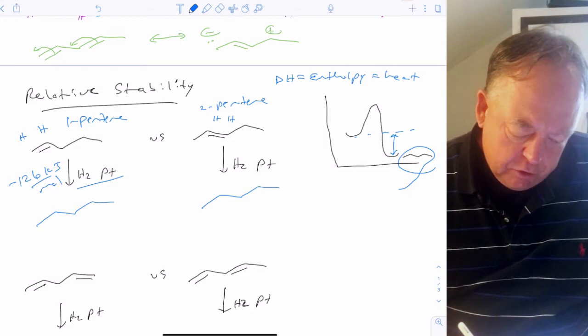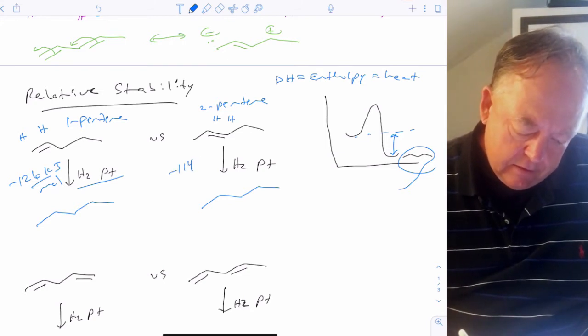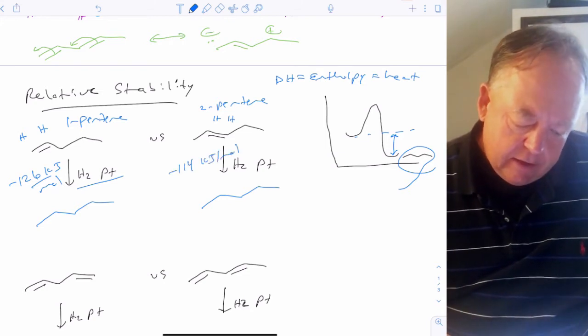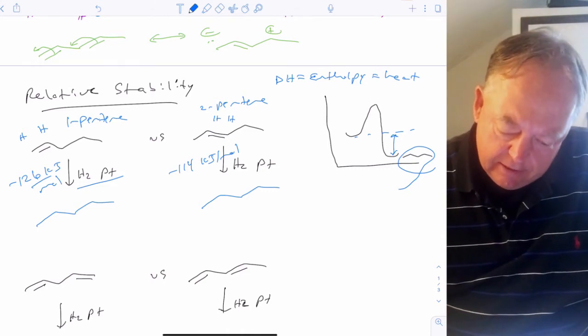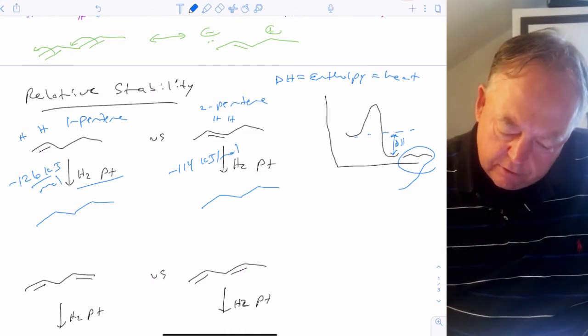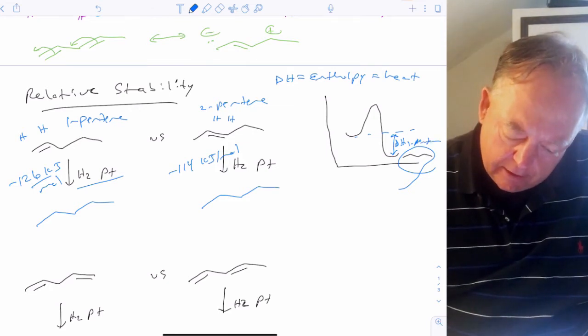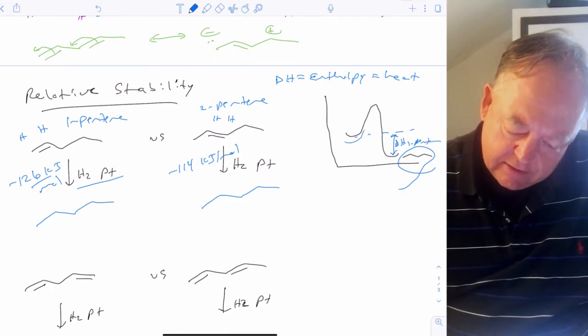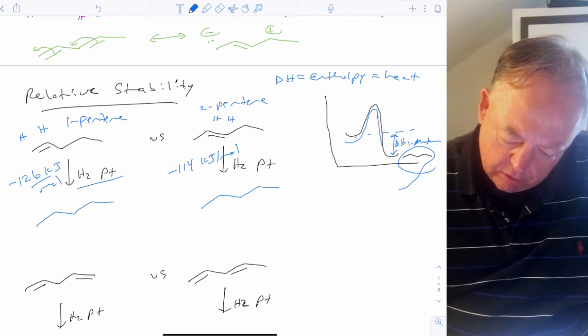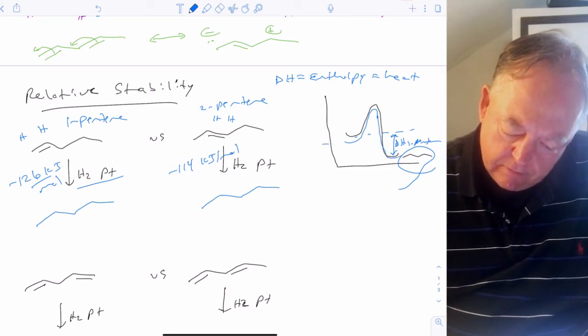And if you did this for the 2-pentene instead, it's only a negative 114. So this would be delta H for 1-pentene. And 2-pentene gives off less heat. They both go to the same product.